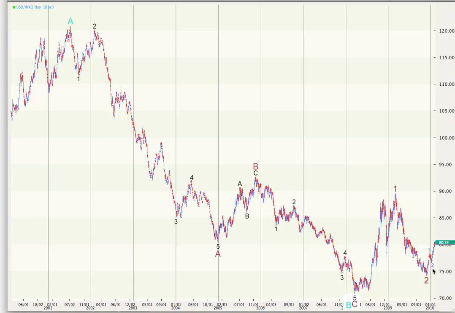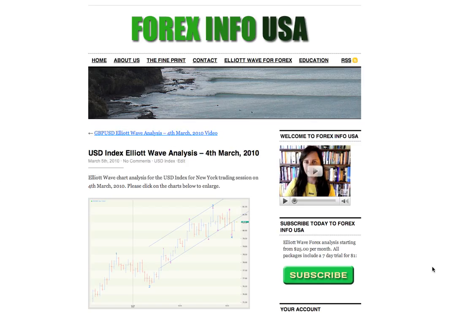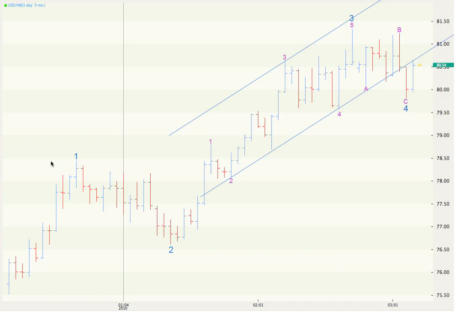So taking you now to a regular daily chart where this blue 1 and this blue 2 are analogous with this blue 1 and this blue 2. We had minor 1, 2 was a combination correction, followed by a 1, 2, 3, 4, 5 up for 3, which looks like it's now over.